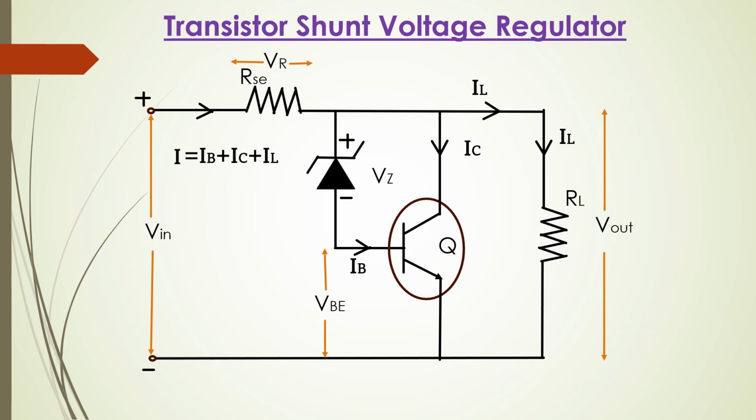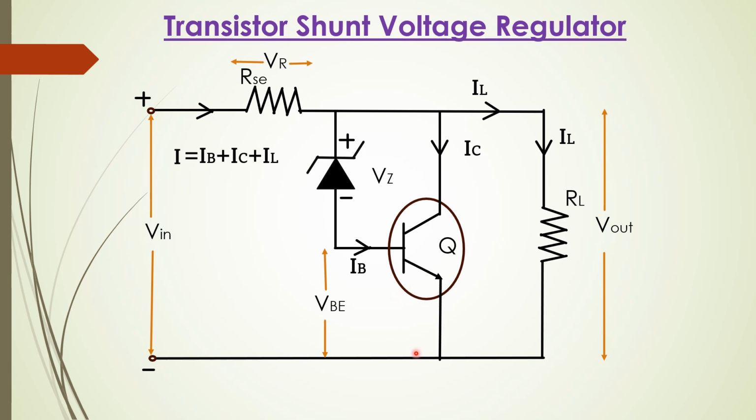This is the basic circuit for a transistor shunt voltage regulator. Here we have a Zener diode and a transistor. This series resistance RSE is connected in series with the unregulated input voltage, and the transistor is connected across the output side. The unregulated voltage is decreased due to the voltage drop in RSE by a value that depends on the current flowing through the RL.